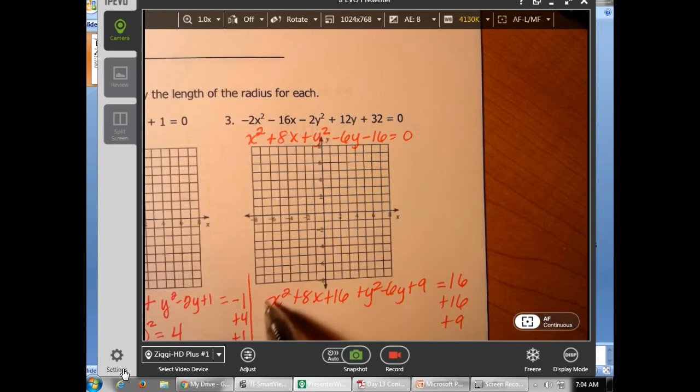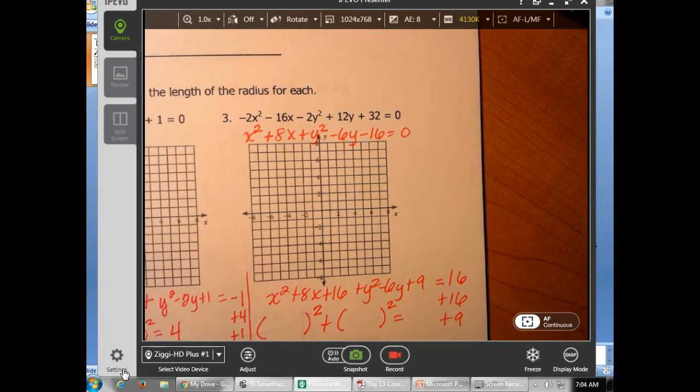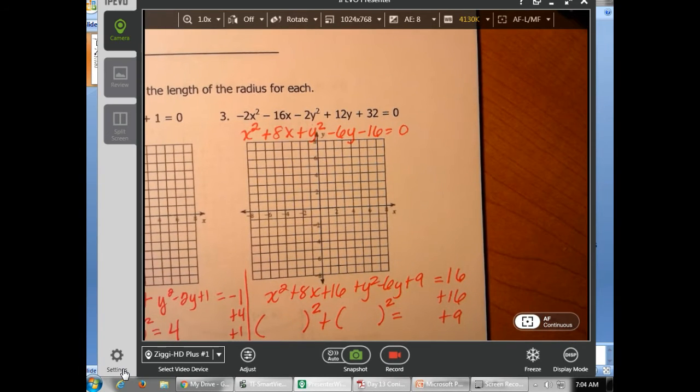Okay, so this is my perfect square trinomial I'm going to factor for my movement left or right for the center. And this is going to be my binomial squared for my y term. And then I'm just going to add all of this together. And when I add all of that together, I'm going to get a 41. That's 41 because 32 minus 41.